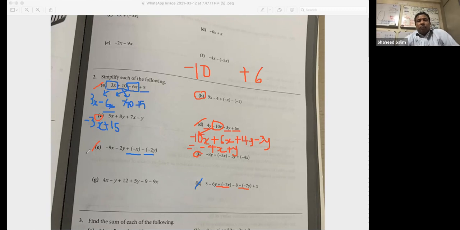So now let us remove one by one. So we copy exactly the minus 9x minus 2y. First step, we remove the brackets. Don't do any other thing. Plus and minus, double sign. Use the chart. Minus becomes minus. Minus and minus, double sign. Use the chart, becomes plus.